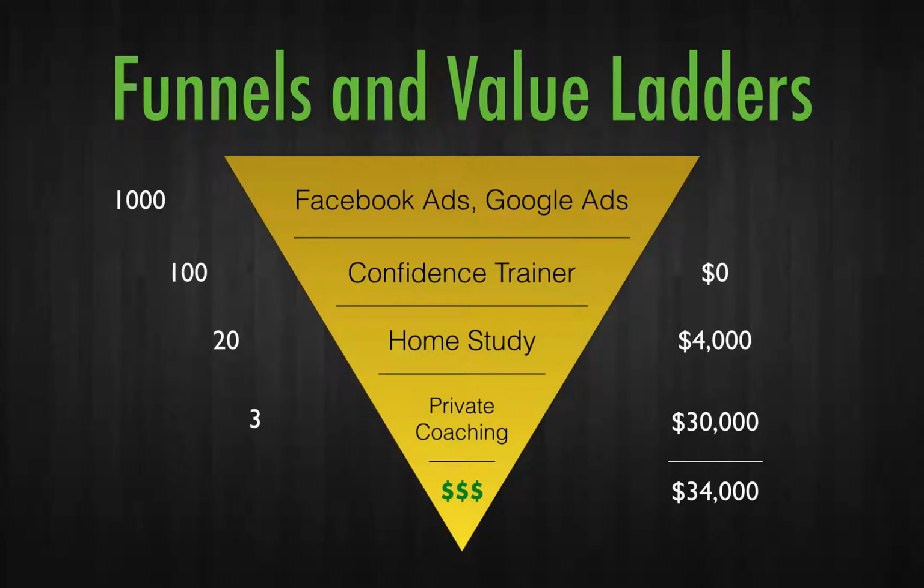Now imagine for one moment that you didn't just drive 1,000 people through your Facebook ads. What if you drove 2,000 or 5,000 or 10,000 people through there? Guess what? These numbers are all going to correlate perfectly with the amount of people you drive through the top side of this funnel. So if you send 10,000 people through, you're going to end up with 30 coaching clients, 2 times 10, 200 home study courses going out, 1,000 Confidence Trainers. Everything is going to correlate with that number on the top, and you're just going to make that much more money.